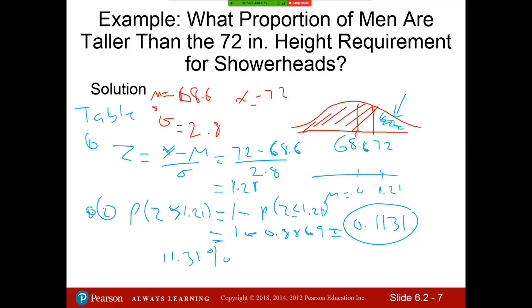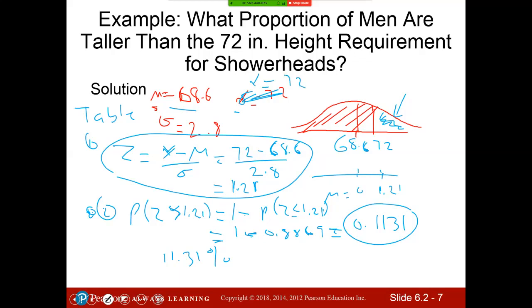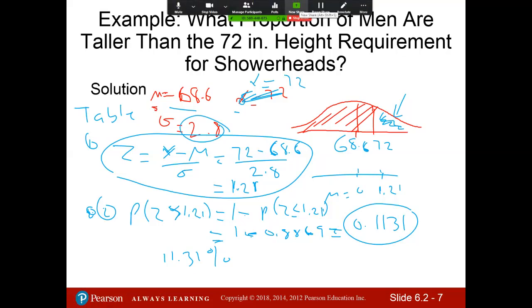Okay, so how do I use StatCrunch to give me the same thing? Now I told you to use StatCrunch, I don't need this step at all. All that I need is I know my mean and my standard deviation. Sorry, this is my X. I know my X is 72. My standard deviation is 2.8. That's all that I need. So let's go and do that.